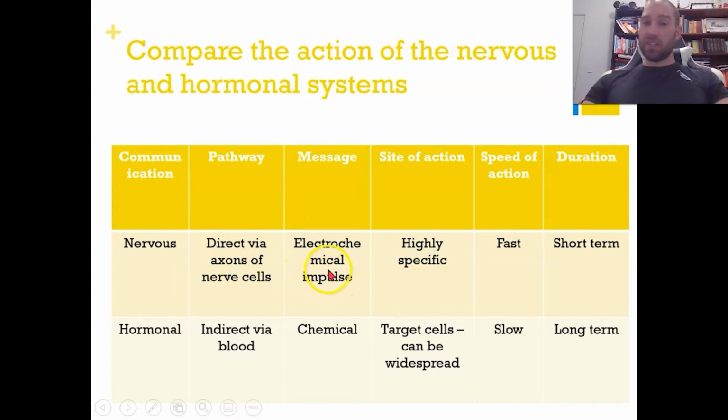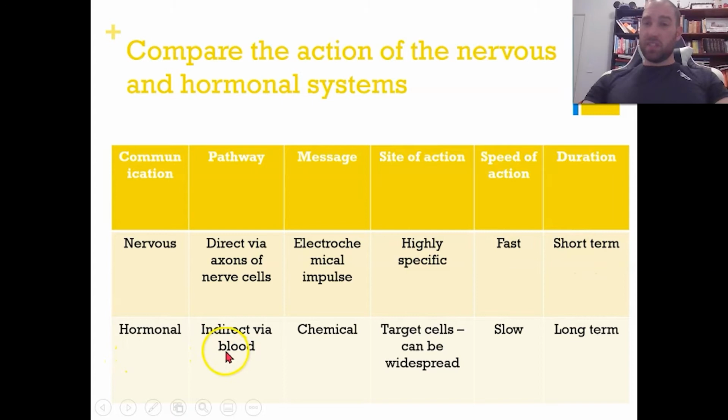It's an electrochemical impulse. It's very specific. So a muscle will contract when you are shivering, not your entire body's muscles. That would be quite bad. Nerves are fast, and the duration of the effect is very short term. Once the nerve impulse is gone, the body should return to what it was doing before the nerve impulse was there.